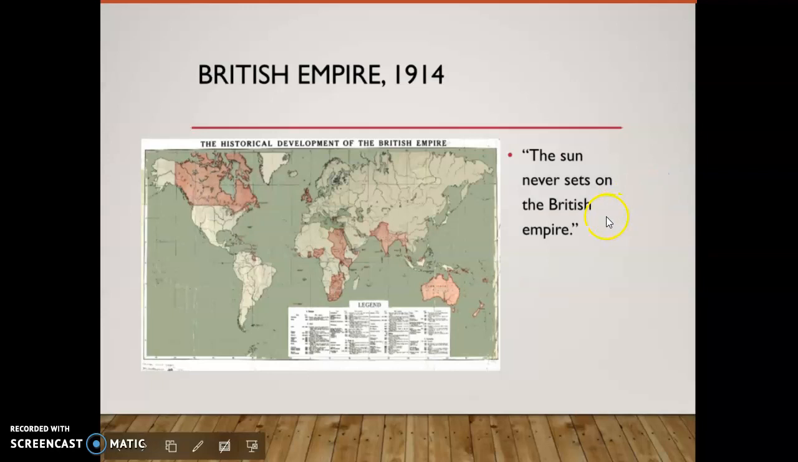The largest of these empires was the British Empire, and it was said that the sun never sets on the British Empire. And when you look at the red, that's all British holdings, you can understand why that was a true statement.